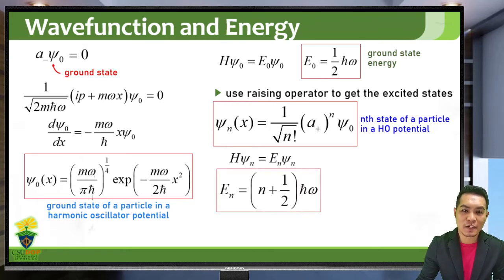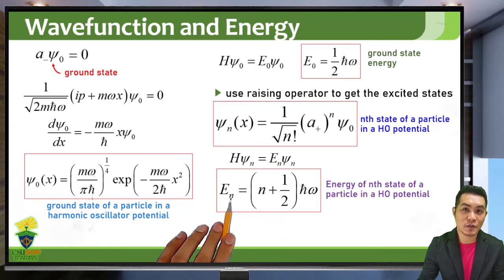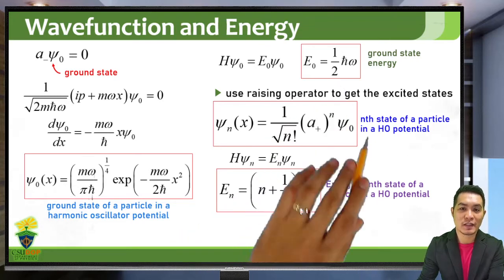And the energy levels for a particle trapped in a harmonic oscillator potential is just this one, n plus 1/2 h bar omega. You can notice that for n is equal to 0, the ground state, it's 1/2 h bar omega.